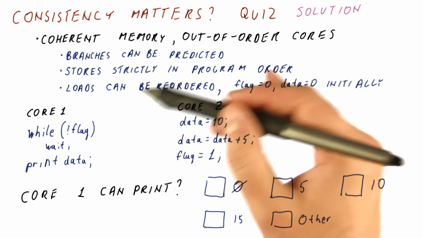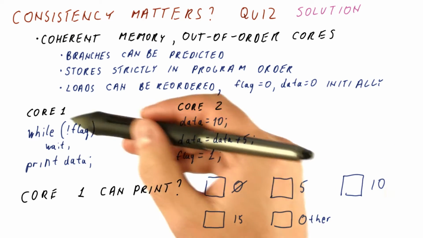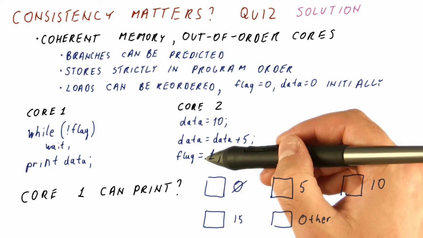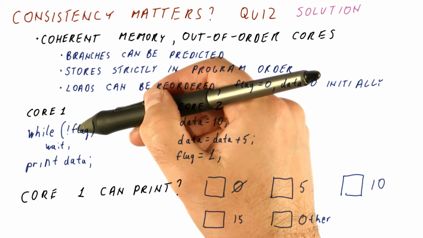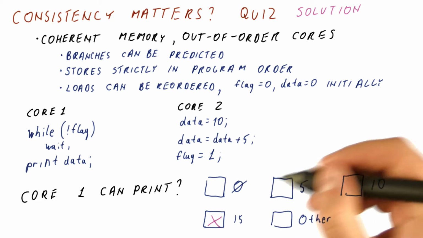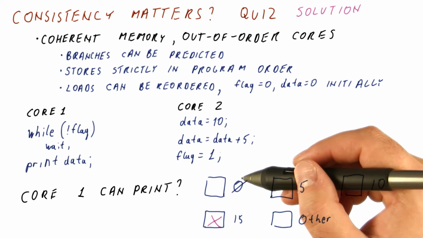So in program order, the only thing that can really happen is that we print 15. In the execution order, that can also happen. If this core gets to this part before we even start checking, we might compute 15 in the data, set flag to 1, core 1 loops here, sees that the flag is 1, exits, prints 15. So clearly 15 is possible. But the question is, can we get anything else?